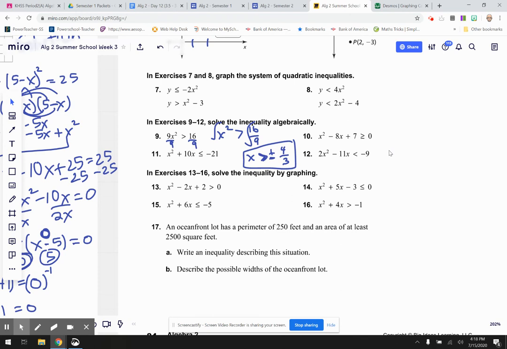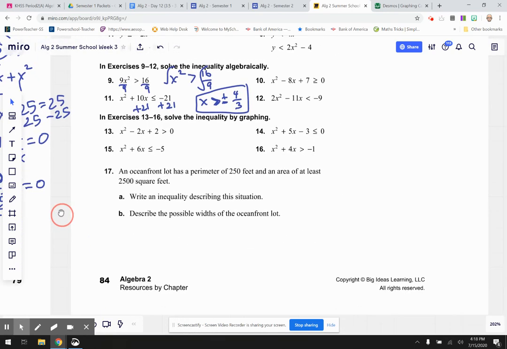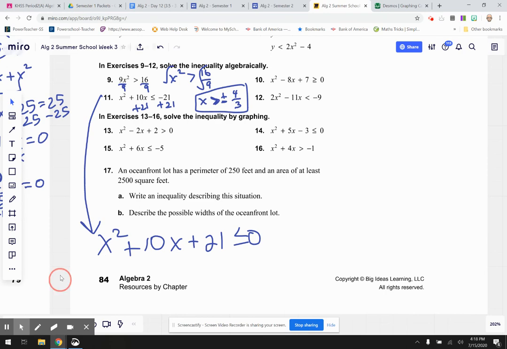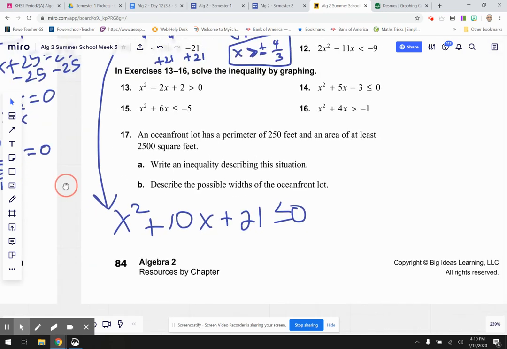11, you'd want to get it equal to 0. So you're going to have to add 21 to both sides. So I'll do 11 down here. Okay, so let's come down here. So you would get x squared plus 10x plus 21 is less than or equal to 0. And the only time you'd switch the sign is if you're multiplying or dividing by a negative, not if you're adding. So we're going to be leaving that the way it is.